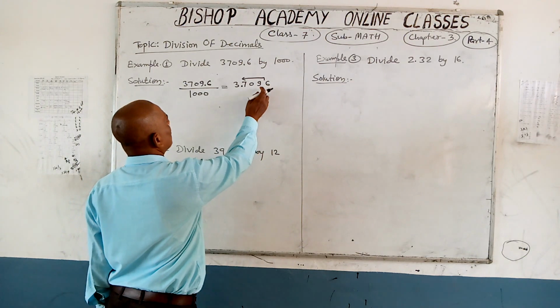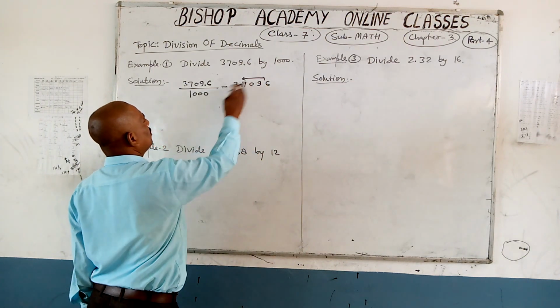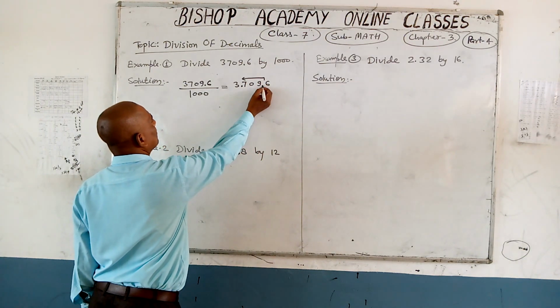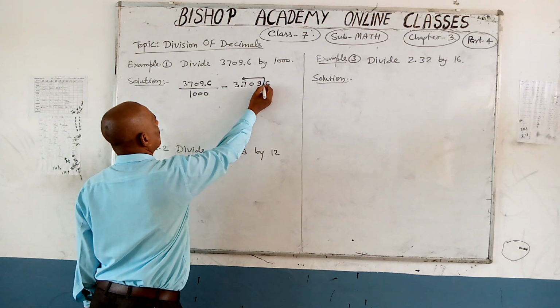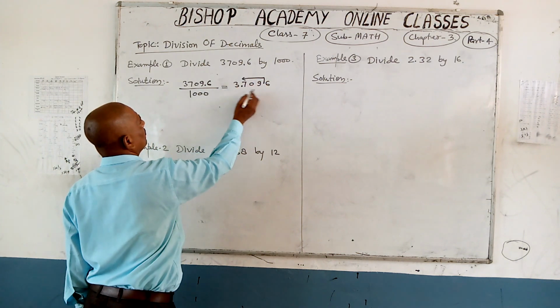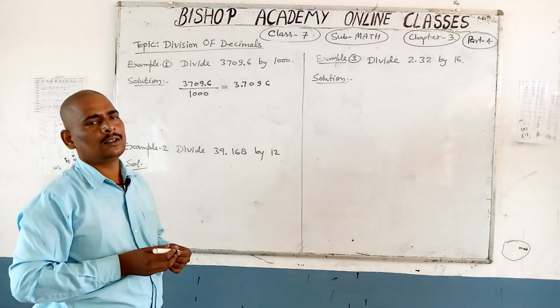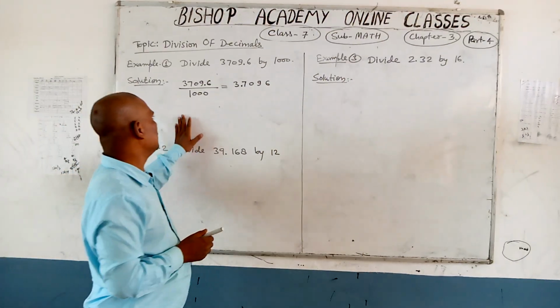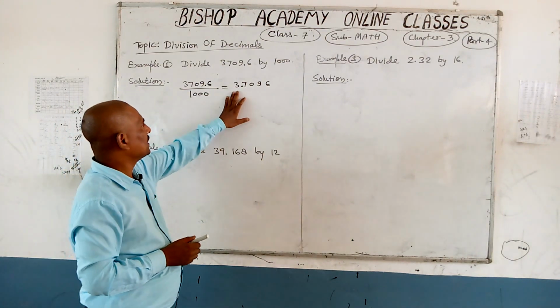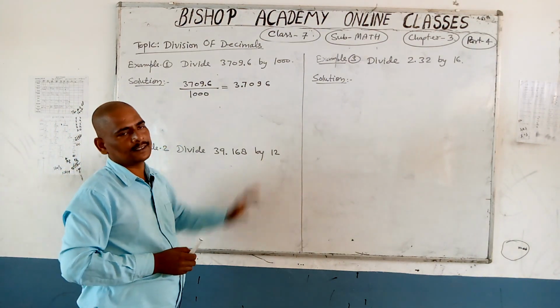So you saw the decimal shifted from right to left up to 3 places, from here to here. In this way, you can divide in such cases very easily. So your quotient is 3.7096.